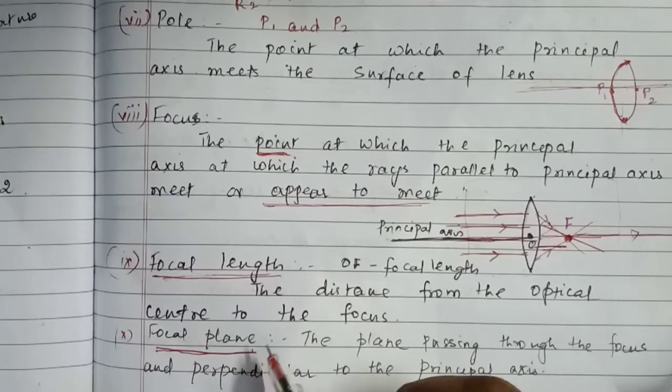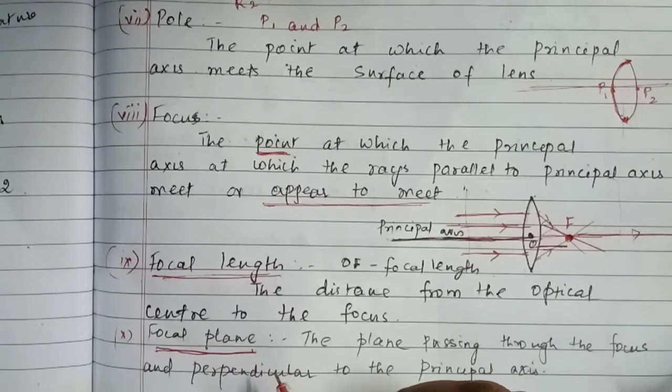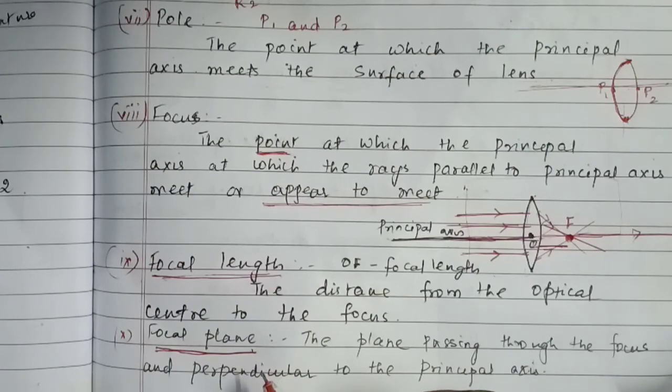So I have given almost 10 important terms related to lenses. You should have a proper understanding of them for doing derivations and solving various numerical problems.